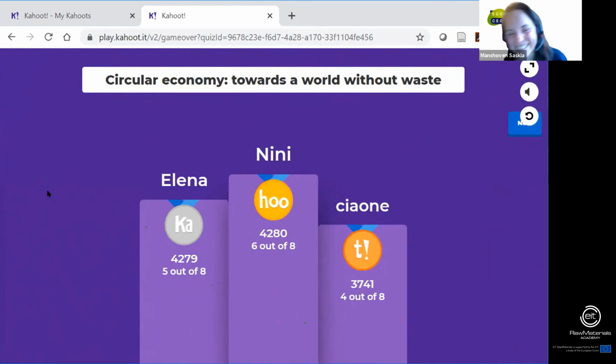No? Not a good idea? You could try, at least. If you just say something, you will appear normally in the screen so everybody can see you. No, okay. Nini does not want to or is not able to for the moment.